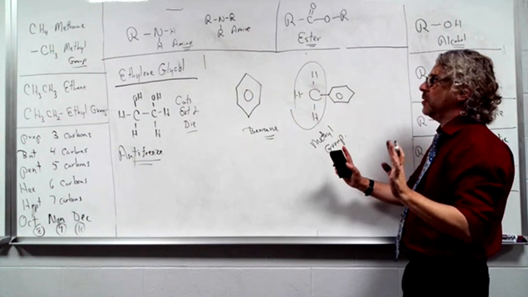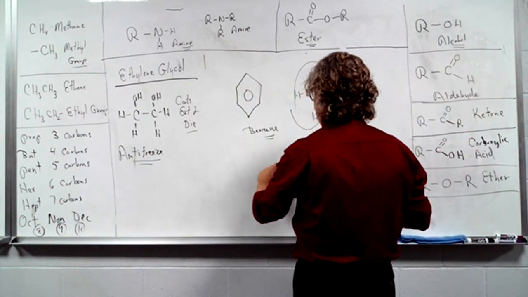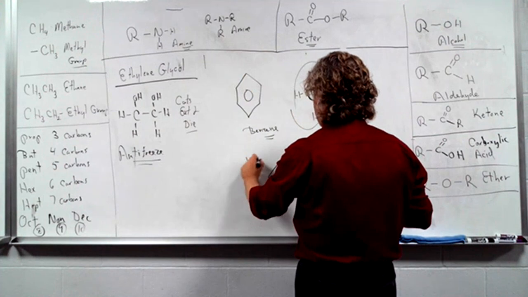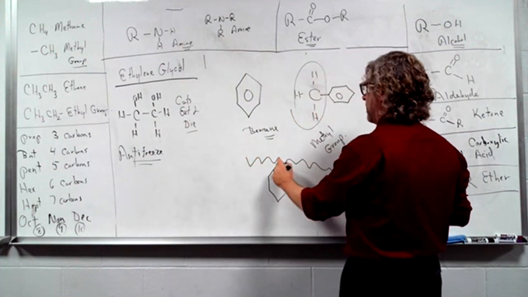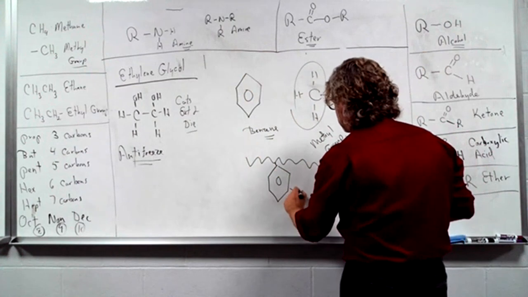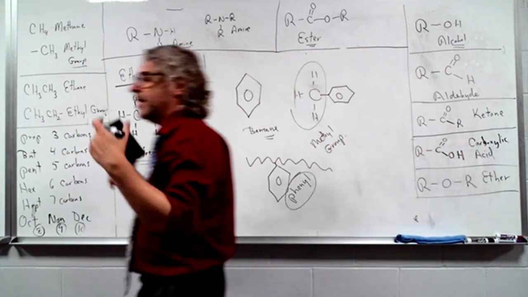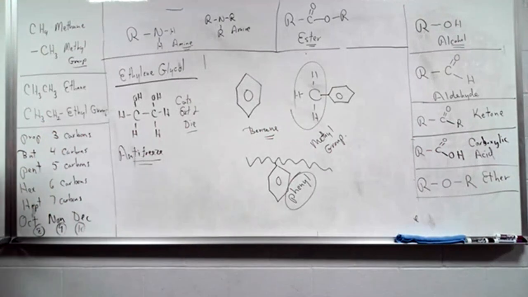But if benzene wasn't the most important, let's say it was bonded to like 8 carbons here. No, I'm going up and down, I told you you can't. But 8 carbons here, this becomes a phenyl. So instead of saying a benzyl, it's a phenyl group. A benzene bonded to something else is a phenyl, if it's not the most important thing you're naming.